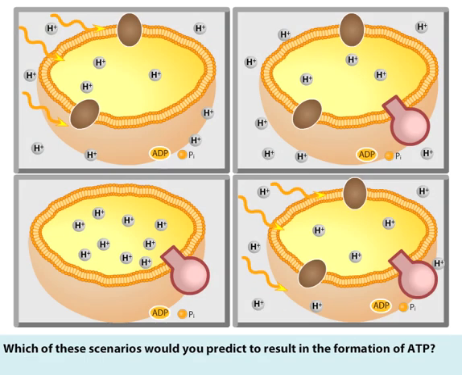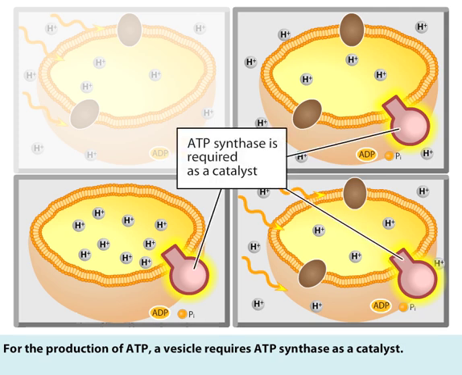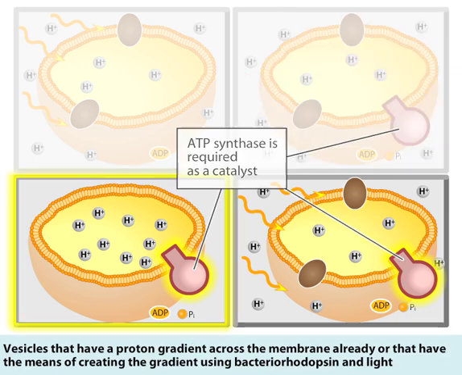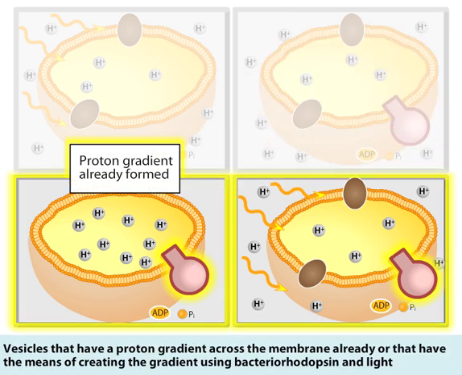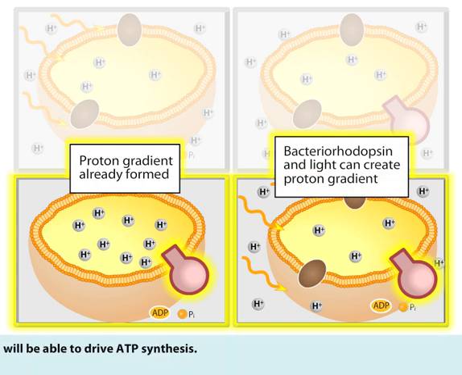Which of these scenarios would you predict to result in the formation of ATP? For the production of ATP, a vesicle requires ATP synthase as a catalyst. Vesicles that have a proton gradient across the membrane already, or that have the means of creating the gradient using bacteriorhodopsin and light, will be able to drive ATP synthesis.